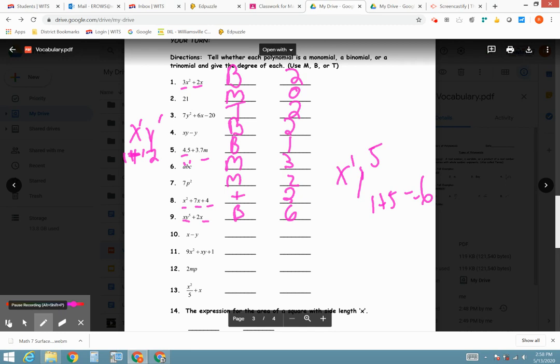Okay, so this again would be a binomial, degree 1, trinomial, degree 2, monomial, degree 2. This is a binomial. It's okay because that is a number, degree 2.